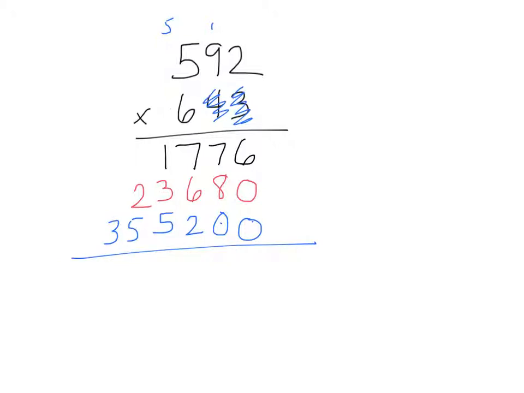I add these all together, and I have 6, 15, 13, 14, 16, 8, 9, 10, 3, 8, 3. And then I'm going to add in my comma. So you have 380,656.